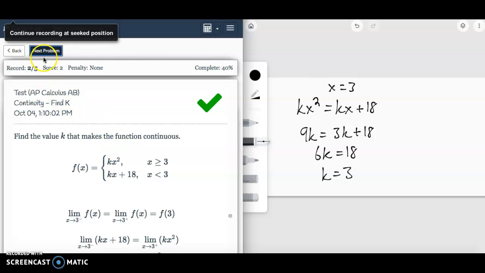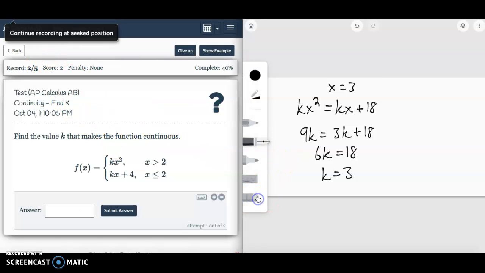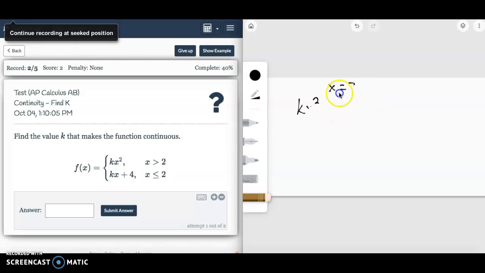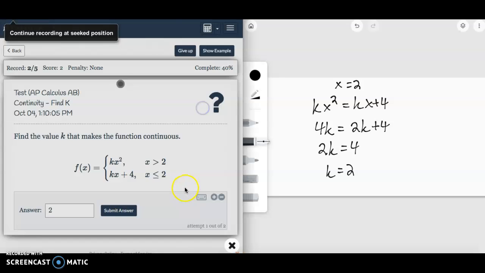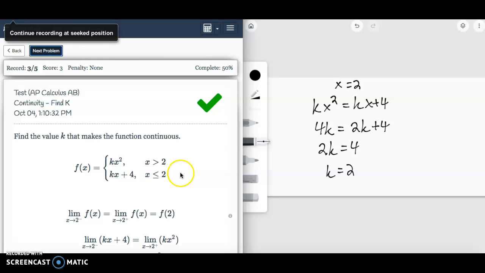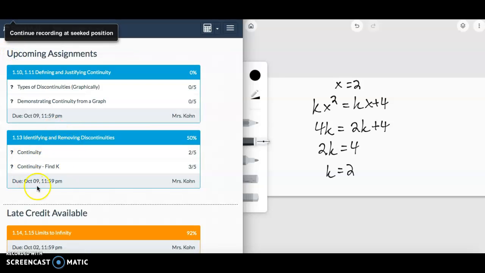Woohoo! All right, let's try one more of these. That first one was tricky. For this one, we want the same thing to happen. We want kx squared to equal kx plus 4, but we want that to happen at my breaking point of 2. So I'd end up with 4k equals 2k plus 4. And so then you get 2k equals 4, so k equals 2. Oh, these just get easier and easier, huh? Awesome. All right, we did it. Let me know if you have questions on that assignment at all.